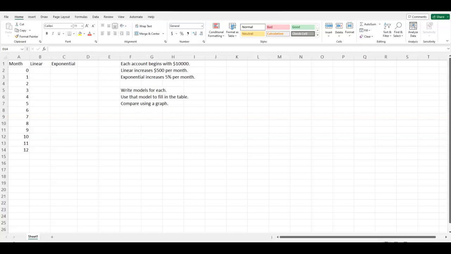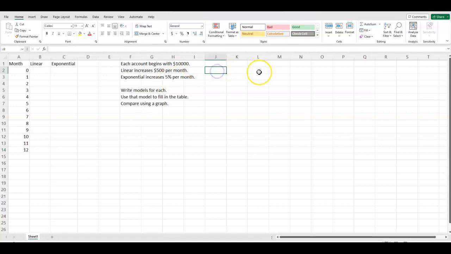So first off, each account begins with $10,000. For our linear model, we're going to have that increase by $500 per month. And for exponential, we're going to increase 5% per month. Remember that with linear modeling, we have a constant numeric change each time period, and with exponential, we have a percentage increase per time period. All right, so first let's write models.